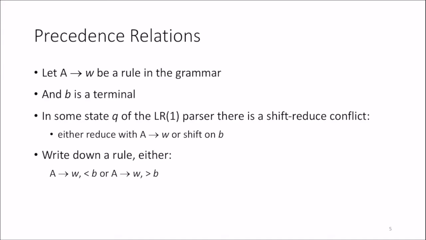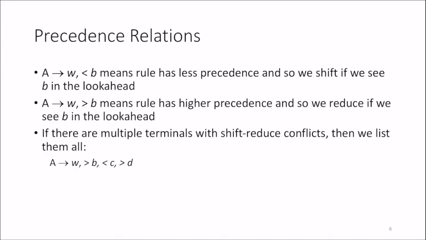Then what we do is we write down alongside the rule this extra bit of information, and this extra bit of information is going to provide us with both precedence and associativity information. So if I have a rule A goes to W, and I have this less than sign, less than B, it means that the rule has less precedence. So we're transferring the precedence in terms of operators into a decision about shift versus reduce. If the rule has less precedence and the next symbol is a B, we're going to shift on symbol B instead of reducing using A goes to W. And if it's greater than B, which means that the rule has higher precedence, and in my look ahead I see B, then I'm going to prefer to reduce using A goes to W rather than shift.